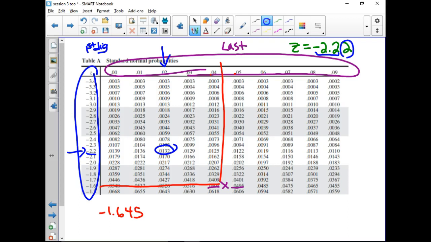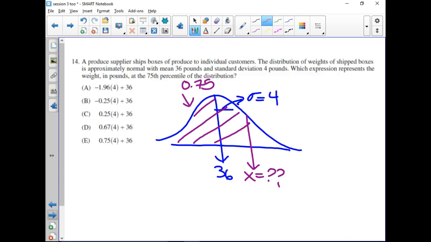So we're going to look for 75%. We're going to look for 0.75, and the closest one to 0.75. 0.7517. Is that one closer? That one's closer, I think. So a z-score of 0.67 gives us a percentile of 75th percent.